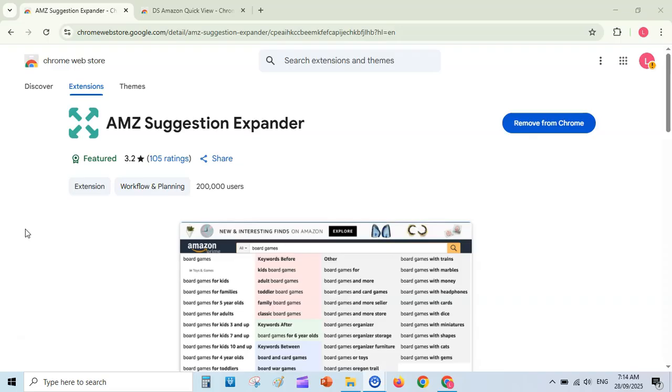Before starting KDP niche research, you need to install these free Chrome extensions. The first one is AMG Suggestion Expander. You can just Google it. I will also leave the link just below this video. You can see I have already added it. If you haven't added this, you will see a button here like Add to Chrome.